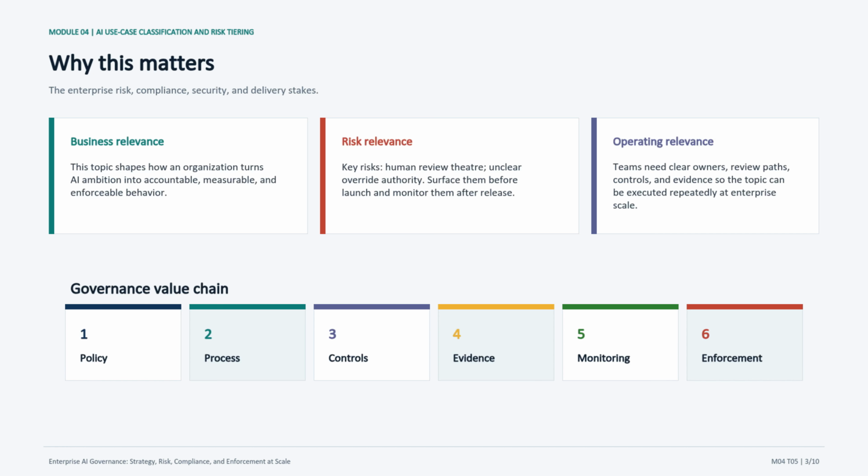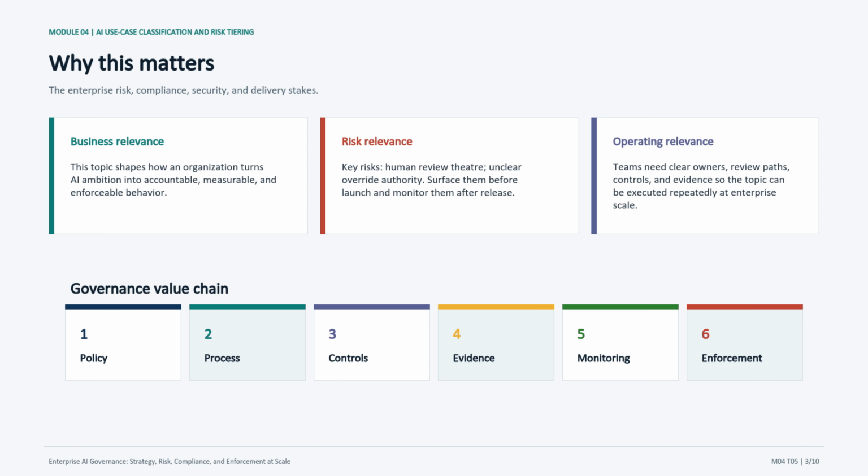Human in the loop requirements matters because AI governance is not only about writing policies, it is about preventing unmanaged AI behavior from becoming business, compliance, security, or reputational risk. The risk side is especially important here. For this topic, the common failure modes include human review theater, unclear override authority, and launch without acceptance. I would pause on each one and ask the class, what would the first warning sign look like in production?